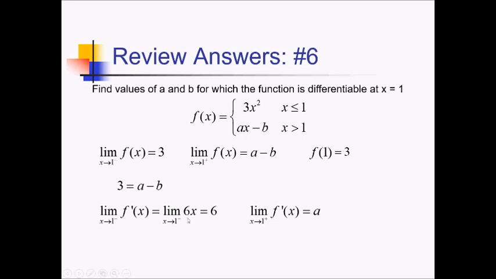Now we know that the left and the right side limits have to match up for f prime if the function is to be differentiable. So that means that 6 and a must be the same thing. Well, if a equals 6, we actually have enough to go back and solve for b in this original equation here. Let me plug 6 in for a in this equation, so I can write 3 equals 6 minus b. Then solving for b, I can add b over here and subtract 3 to get b equals 3.